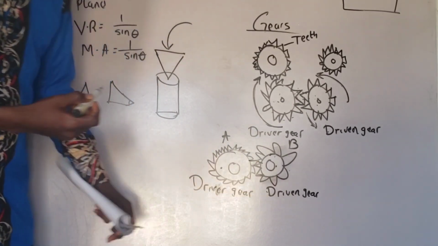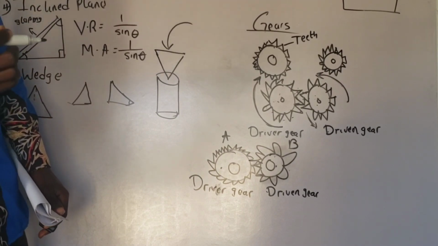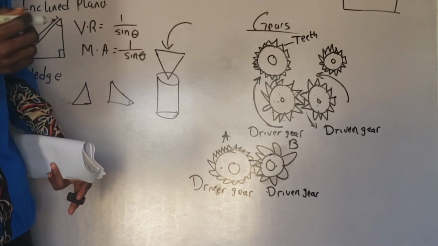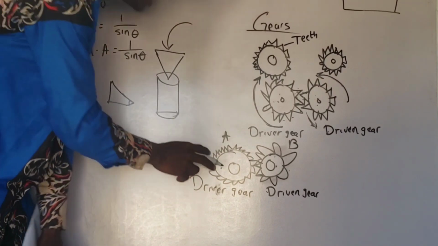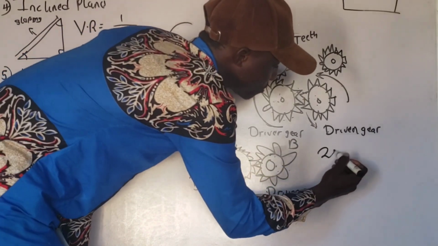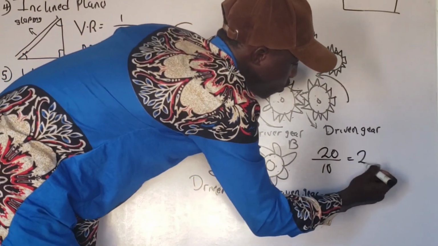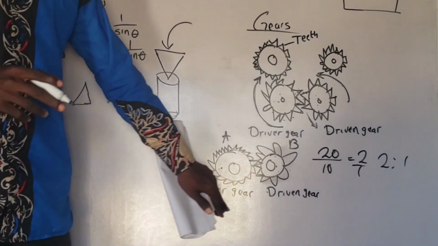Now, the ratio of their teeth is what? 2:1. Please pay attention. The ratio of their teeth is 2:1, and the reason is because this gear has 20 teeth and this gear has 10 teeth. That is, I'm going to have 20/10, that is 2/1, which is 2:1. That is the ratio of the driver gear to the driven gear.